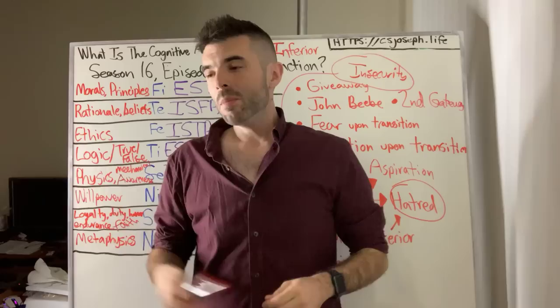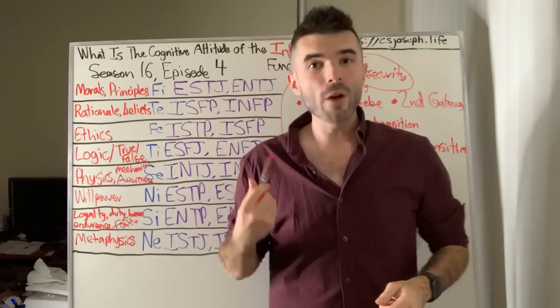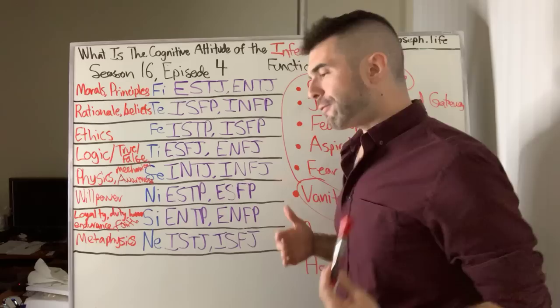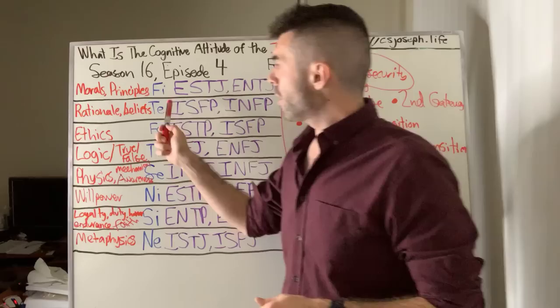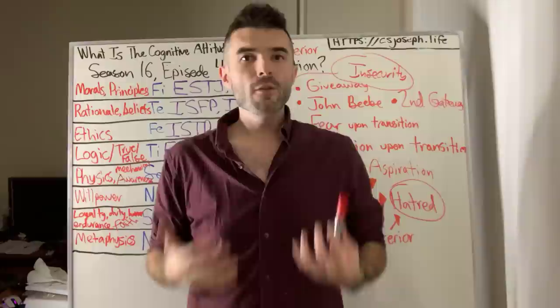For example, ESTJs and ENTJs are afraid with their morals and principles. They are afraid that they are not moral enough. They are insecure that they are literally bad people or that they lack principles, okay? Or we have the ISFPs and the INFPs. They are afraid about what other people think about them. This is why they take their reputations very seriously. Reputation is everything to IFPs.